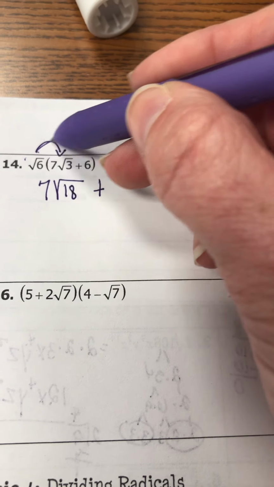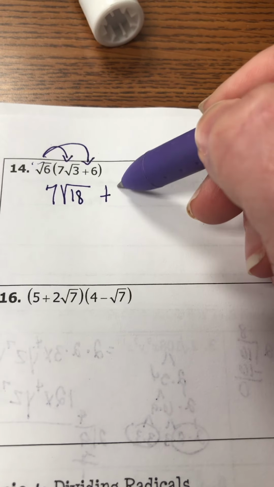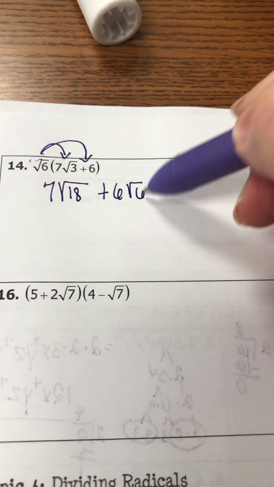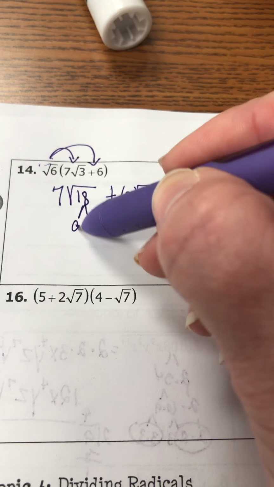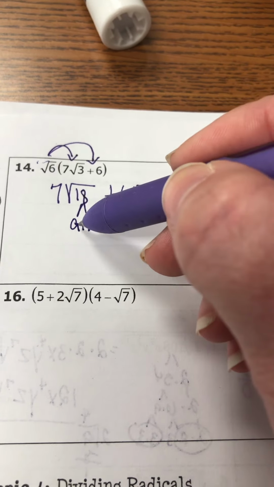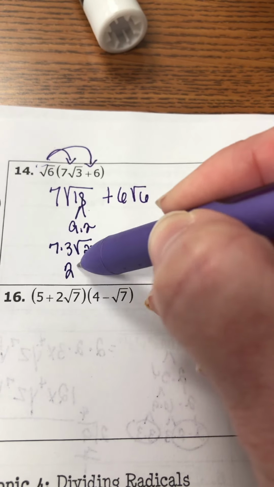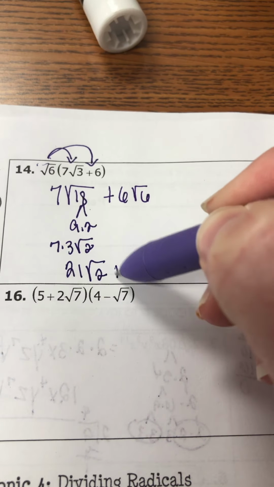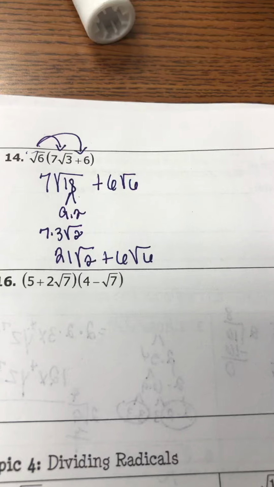Now multiply the second one, the square root of 6 times 6. So 1 times 6 is 6, and then multiply it to the radical itself. Go ahead and simplify anything that will simplify. The square root of 9 is 3. So that'll give you 21 square roots of 2 plus 6 square roots of 6. And this is as simplified as that answer is going to get.